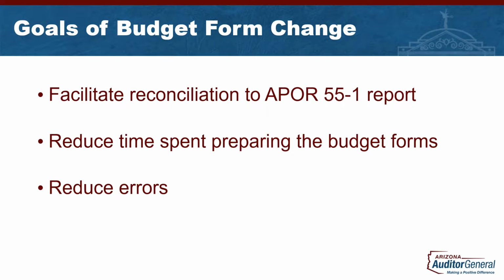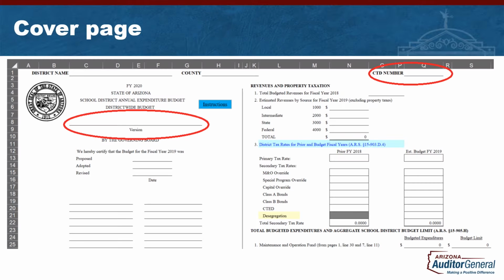The functionality added through some additional automation in the calculations should also reduce the number of errors made when completing the forms. Your first step in completing the budget form is to fill in the district's information at the top of the cover page. This information will automatically pull through to all of the other tabs in the file.